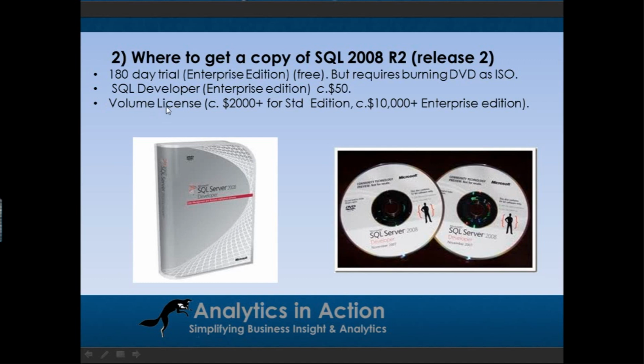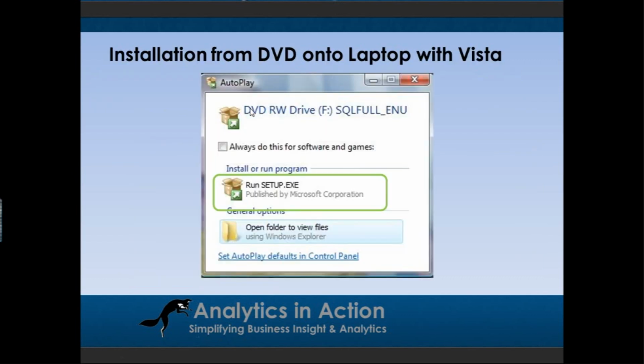And that's opposed to going for the full commercial license, which is known as the volume license, which ranges from anywhere between about $2,000 up to $10,000, depending on whether you're looking at the standard edition or the full-on enterprise edition.